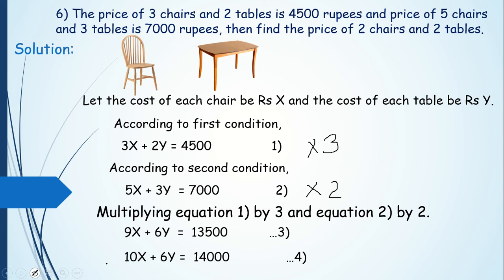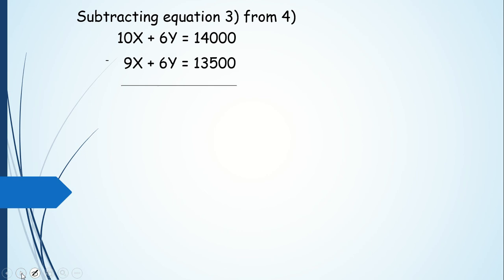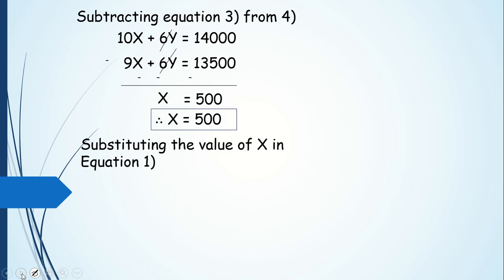Now just solve. We can subtract equation number 3 from 4, because here we get bigger numbers, so it's better to subtract that way. The signs will change. 6y minus 6y gets cut. 10x minus 9x is x, equal to 500. So we got x is equal to 500. Substitute that in any of the equations. So we have substituted in equation number 1.